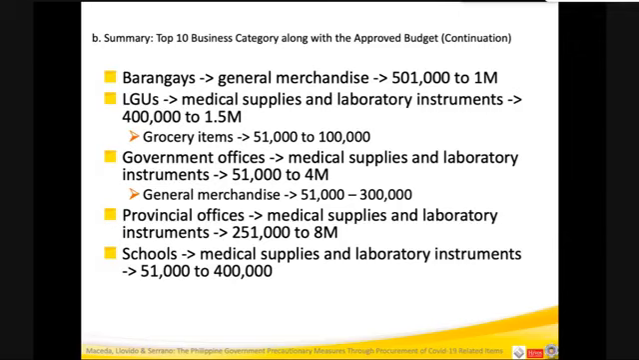The various government offices procured medical supplies and laboratory equipment ranging from 51,000 to 4 million, and then followed also by general merchandise with 51,000 to 300,000. The provincial offices also procured medical supplies and laboratory instruments amounting to 250,000 to 8 million, while the schools also procured medical supplies and laboratory instruments amounting to 51,000 to 400,000.